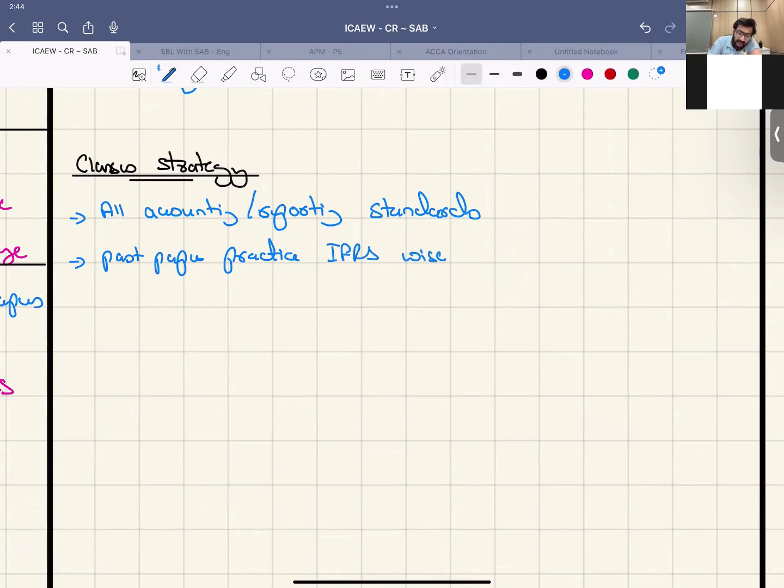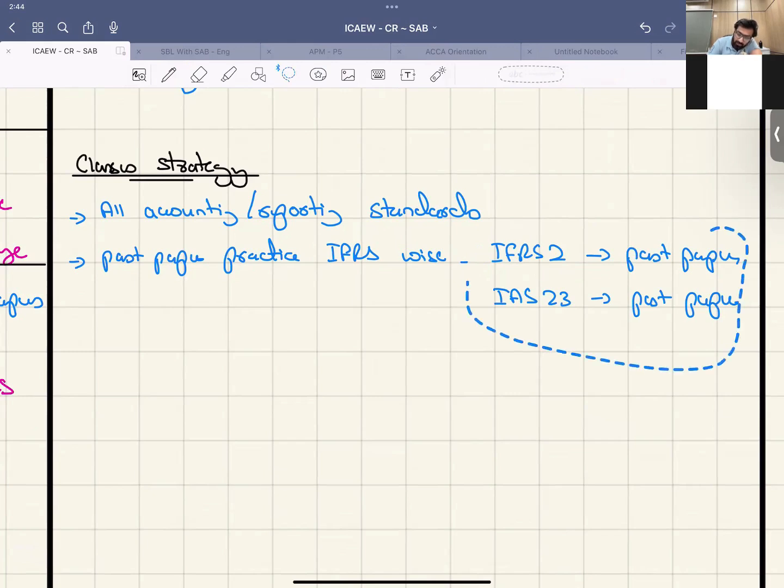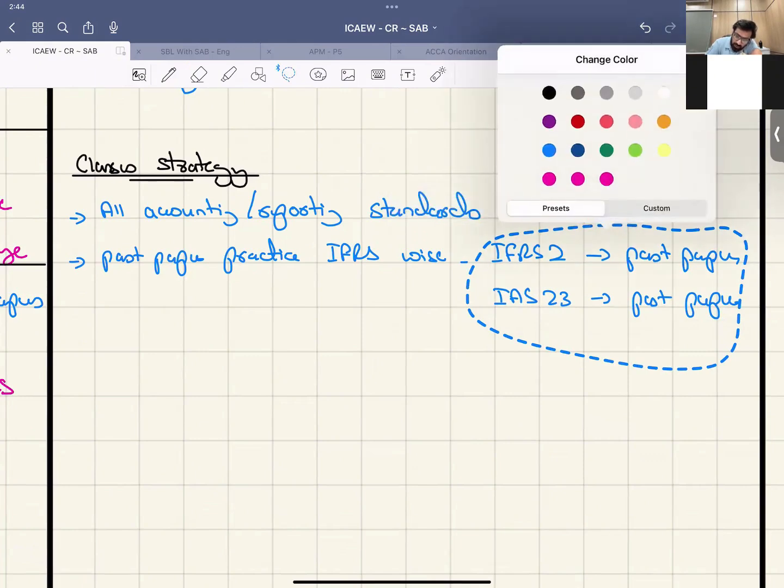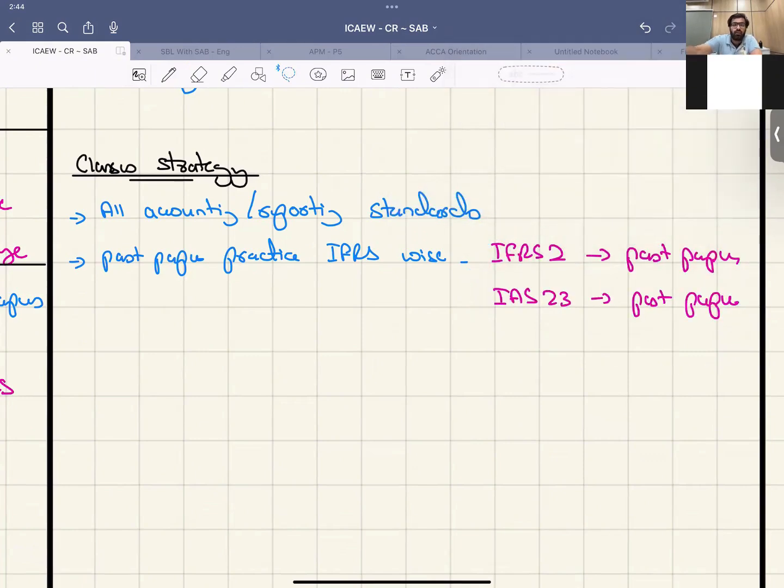So what does that mean, IFRS wise? Let's say if we have covered IFRS 2 share-based payment, we would be going on to do the past paper. Similarly, if we have done IAS 23, we'll be going to attempt the past paper. Okay? So this is how we will be taking it. Let's change the color of it.